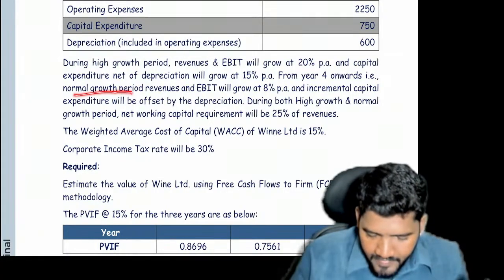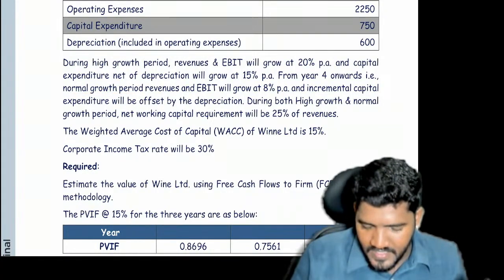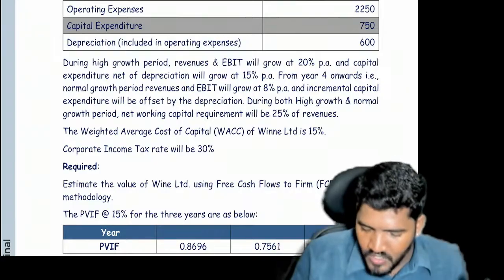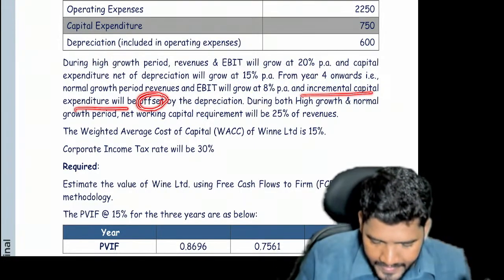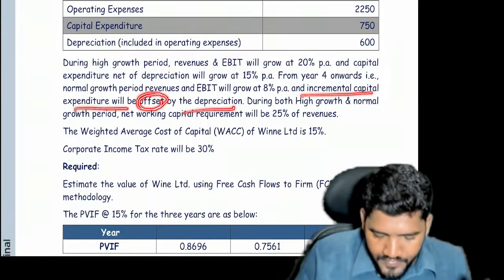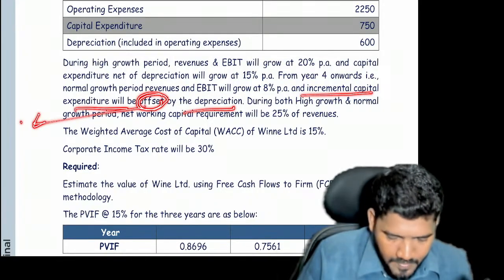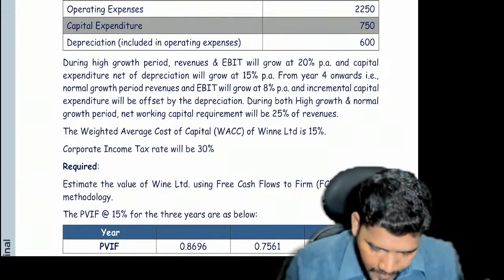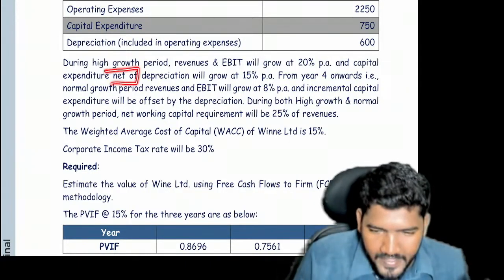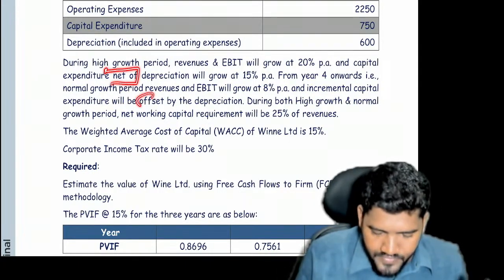Normal growth period, revenue and EBIT will grow at 8%. This normal growth period is the perpetual life, and incremental capital expenditure will be offset by the depreciation. The word offset means zero. The word offset means zero. When it comes to here, net off, the word net off means add or less. The word offset means zero.